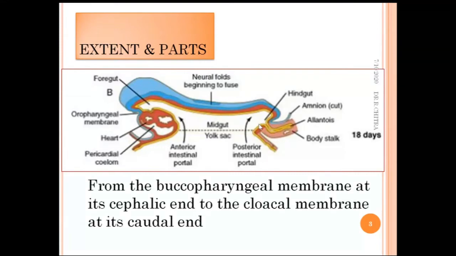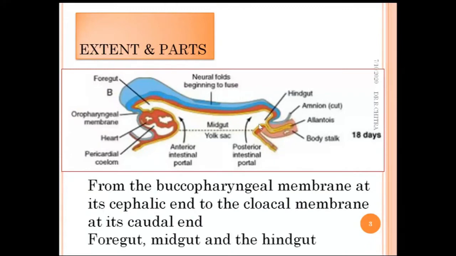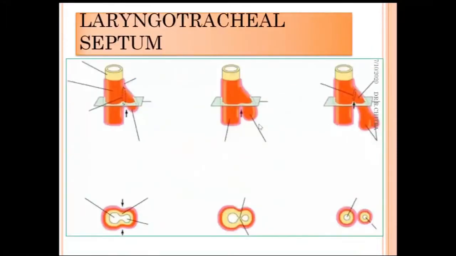They extend from the buccopharyngeal membrane at the cephalic end to the cloacal membrane at the caudal end. So these are the three parts of the primitive gut. Now in this class we will start with the derivatives of the foregut.